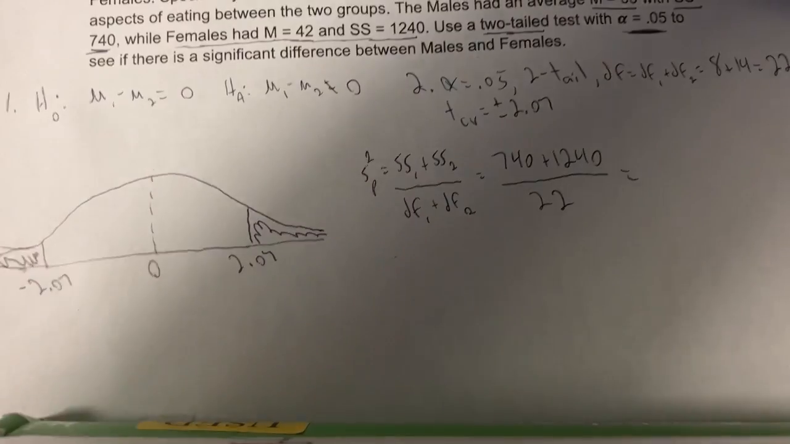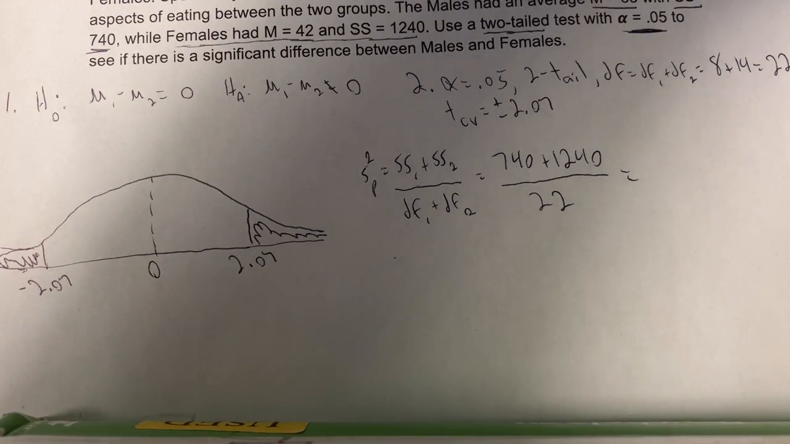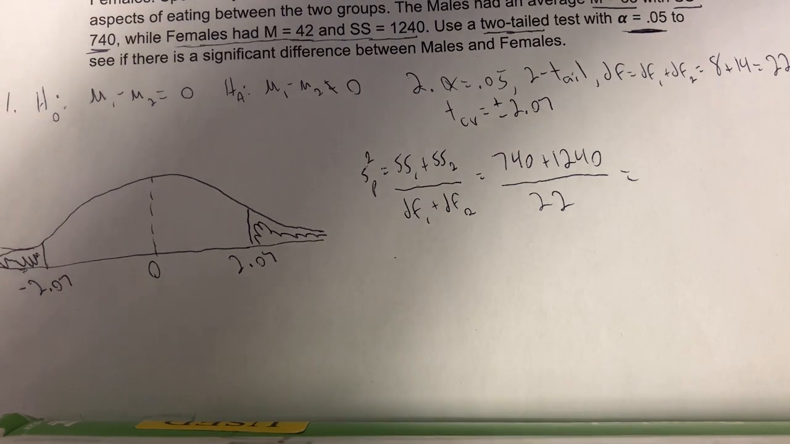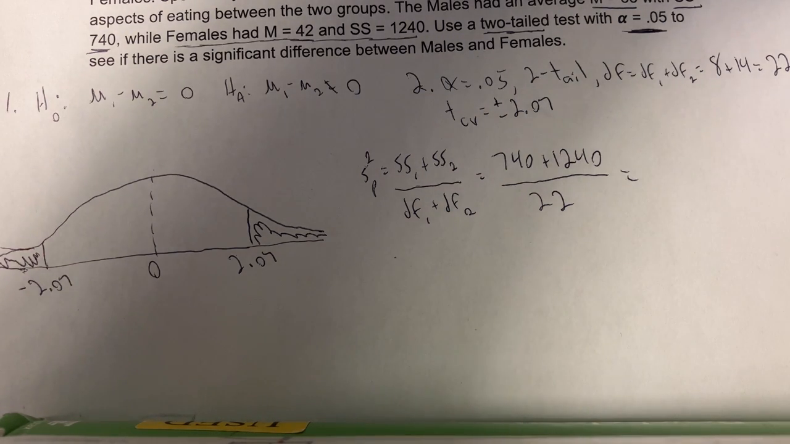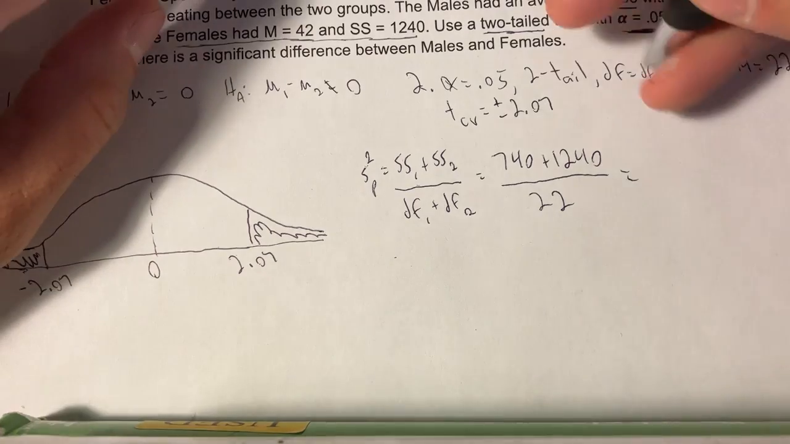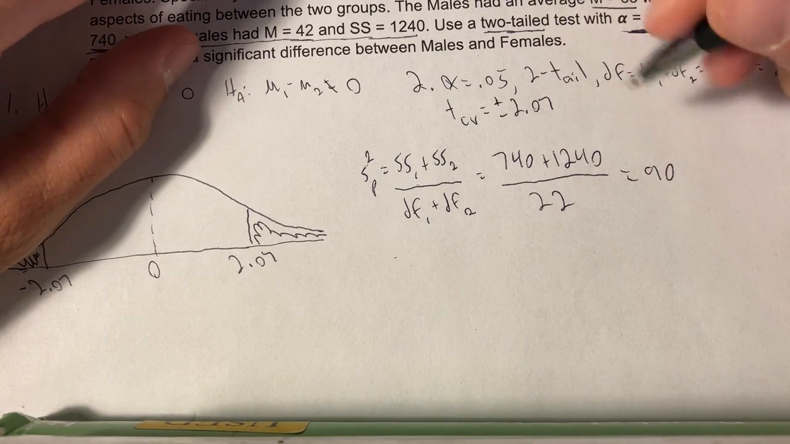Okay, so let's start punching that into our calculator. I actually got to pull up my calculator here. I forgot to do that. So we're looking at 740 plus 1240, which is 1980 over 22. So that gives us 90. So our pooled variance is 90.